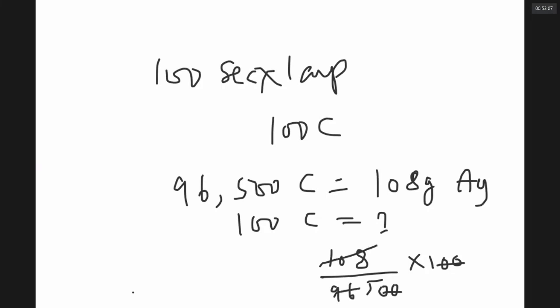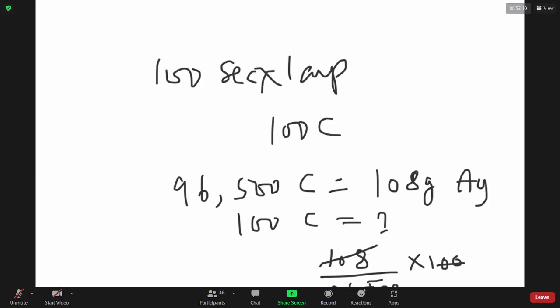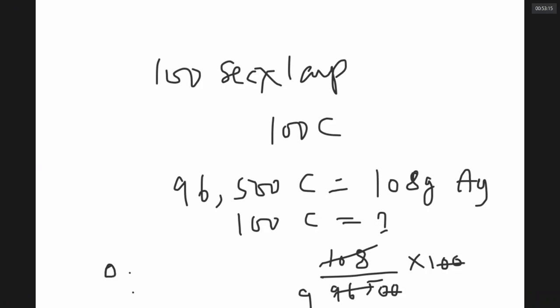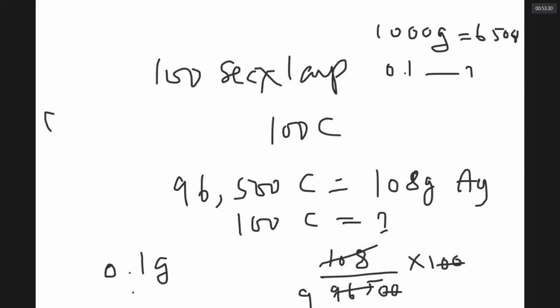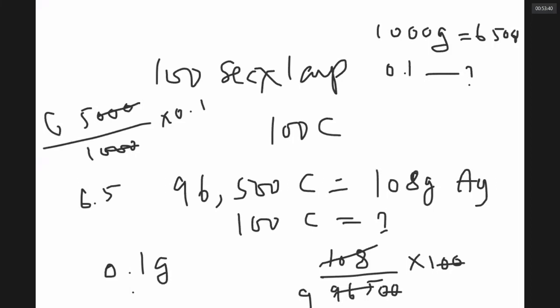1/9, sir. It is 1/9 grams, about 0.1 gram. You know, 1,000 grams is equal to 65,000 rupees. Okay, sir? 0.1 gram is equal to how much? 6.5 rupees.